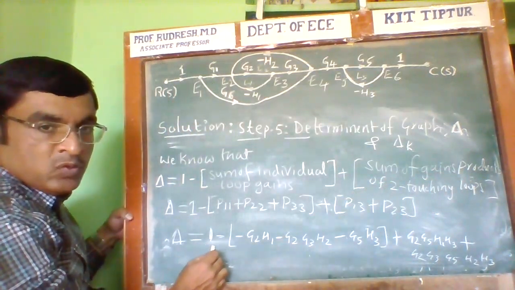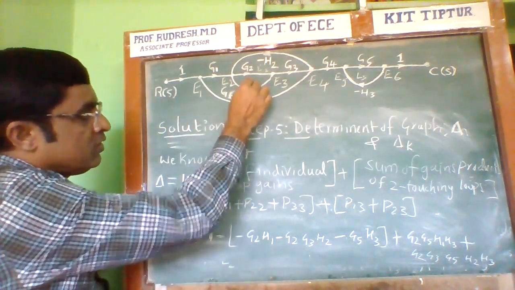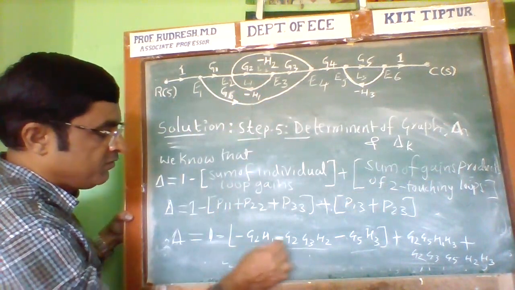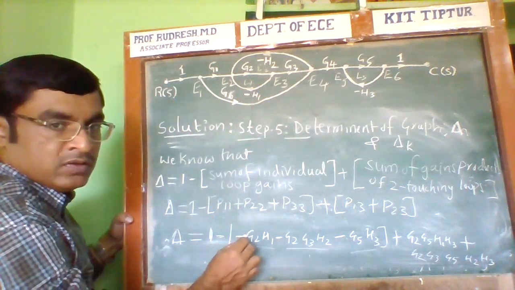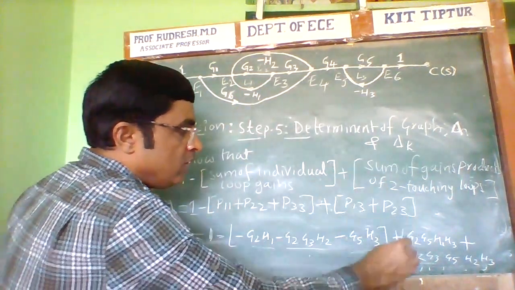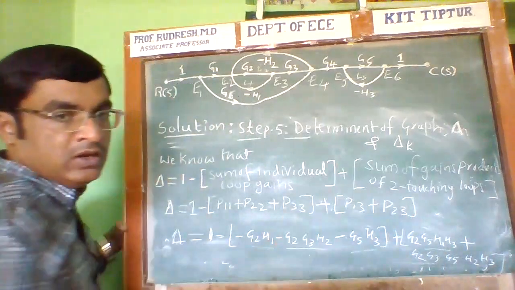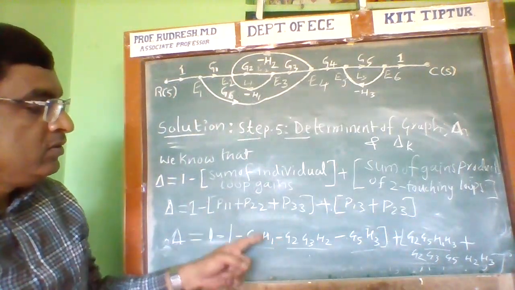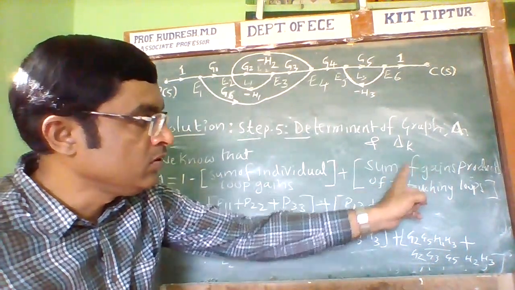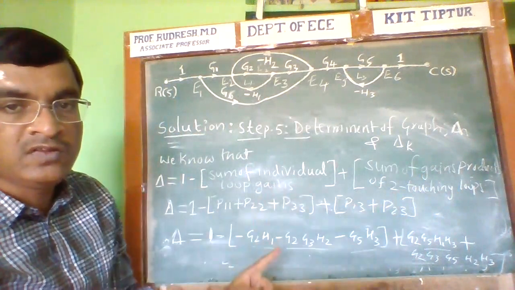You substitute here: 1 minus G2, and this is the value, because these are loop gains. The sum of P11 value is this, P22 value is this, P33 value is this. Therefore, after taking the minus outside and multiplying, this becomes positive. This is the P13 value and this is the P23 value. This is the delta. After calculating individual loop gains, we substitute here, and we also want the sum of the gains products calculated in the previous step. Also substitute here. This gives the delta.